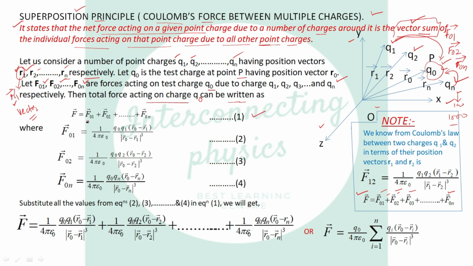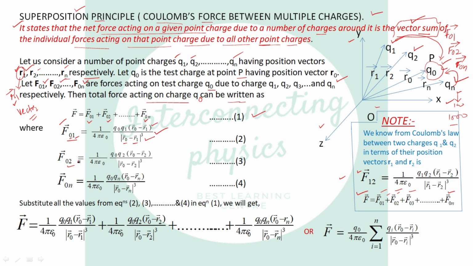Now substitute the values of F01, F02, F0n. You don't need to calculate the value of F01. You just remember this formula: F12 equal to 1 over 4 pi epsilon naught Q1 Q2 (R1 minus R2 vector) divided by |R1 minus R2| whole cube, and use this relation here. So F01 vector becomes 1 over 4 pi epsilon naught Q0 Q1 (R0 vector minus R1 vector) divided by |R0 minus R1| cube.